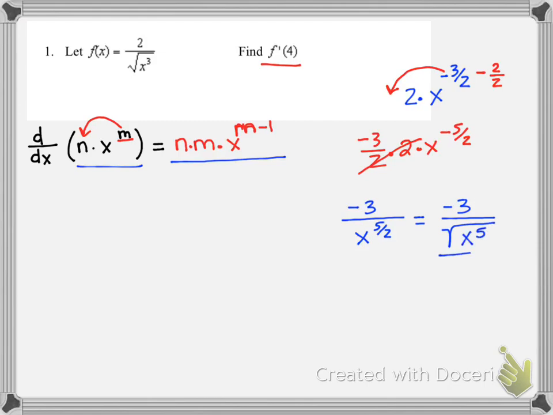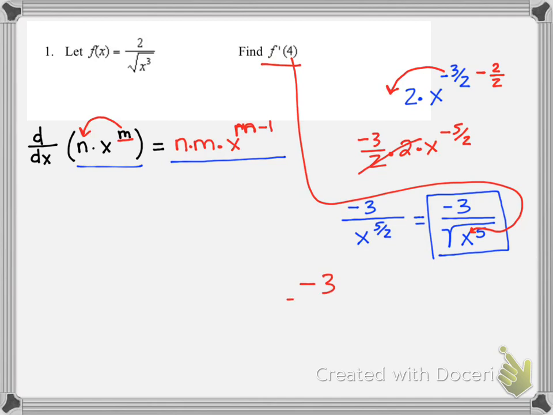So that's our derivative, but we still need to plug in an x of 4. So we're really looking at negative 3 over the square root of 4, and I'm going to do the 5th power last just because it's going to be so much easier. If I take the square root of 4 and get 2 and then raise it to the 5th, that's equal to 32. And that's so much simpler than trying to raise 4 to the 5th power and then taking a square root. So our final answer is negative 3 in the numerator, 32 in the denominator.